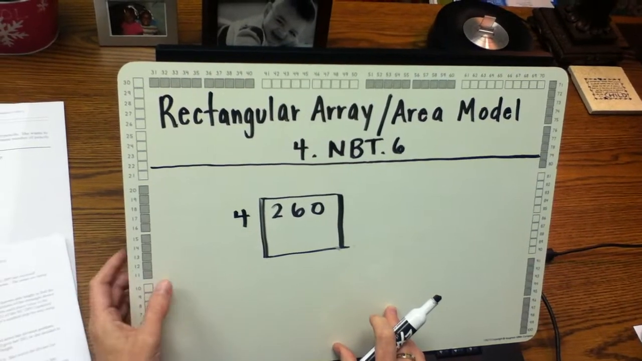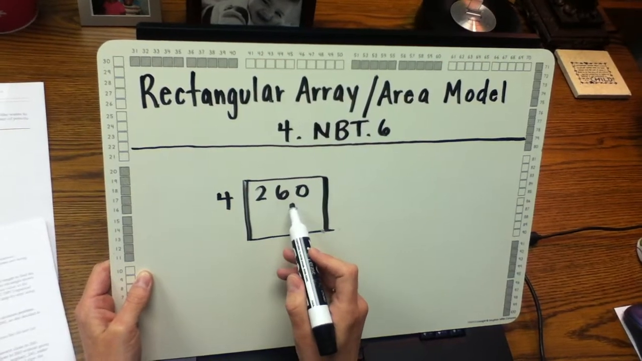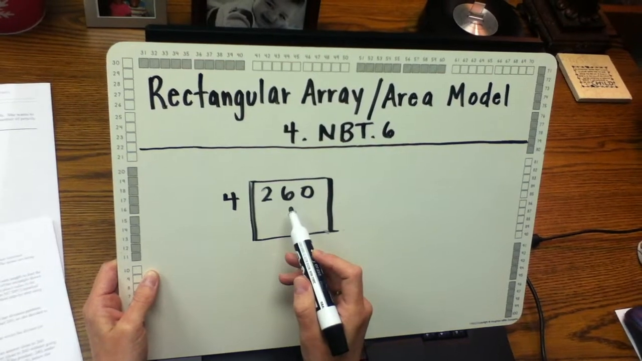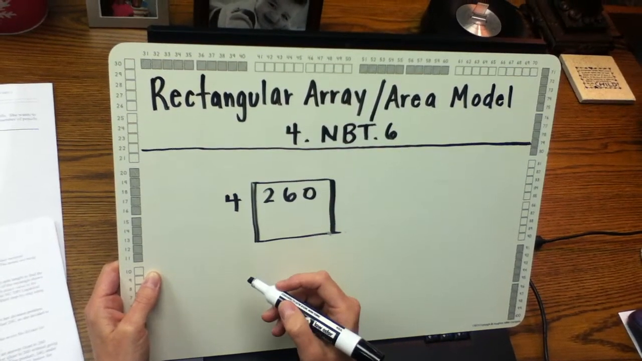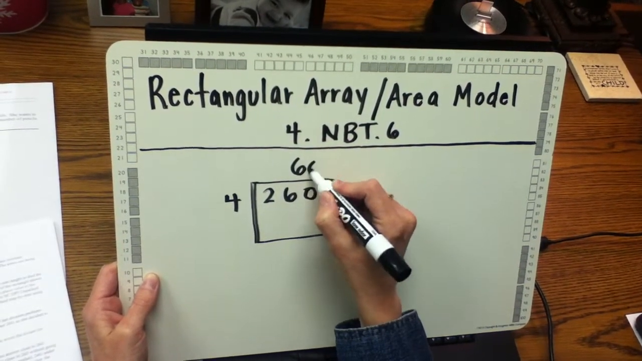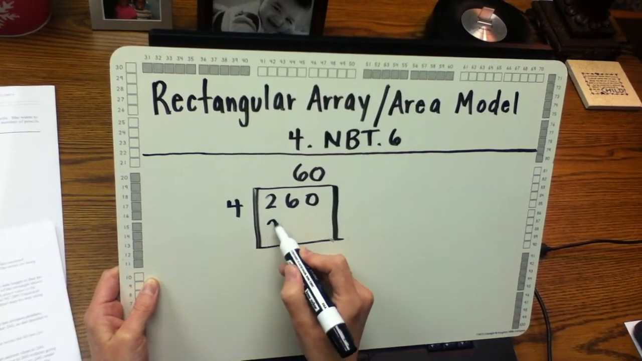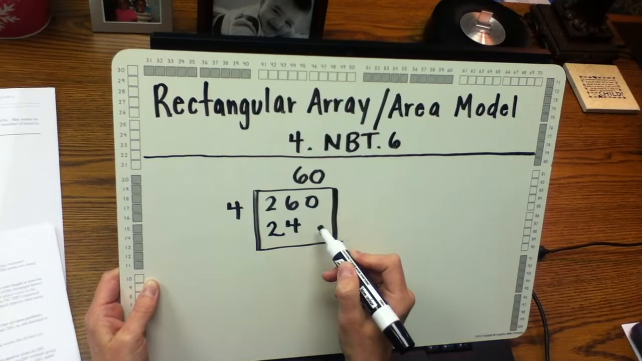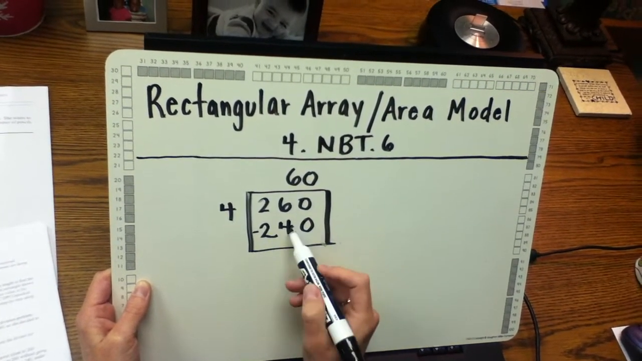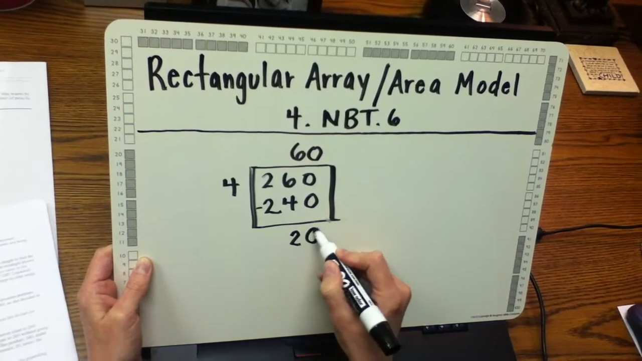And then I think about what number times 4 would give me an answer close to 260 without going over. I know that 60 times 4 is 240, so 60 gives me an answer close to 260 without going over. So I'm going to write the 60 above the rectangle, and then I'm going to multiply 60 times 4 and write the product, 240, underneath the 260 inside the rectangle. Then I'm going to subtract 240 from 260 and write the difference, which is 20, below the rectangle.